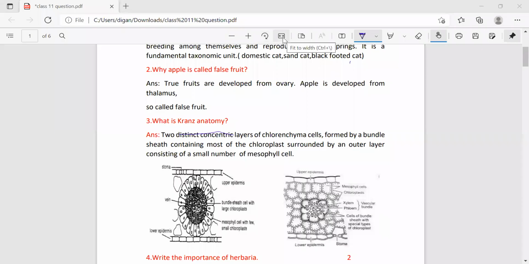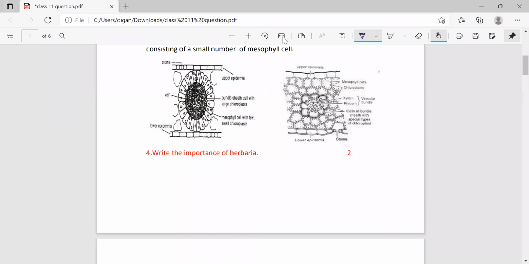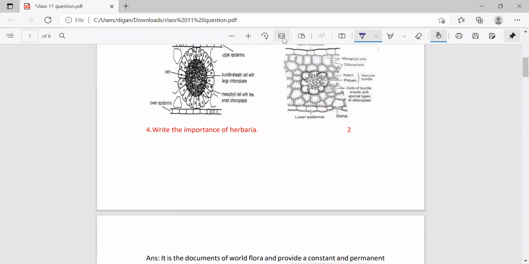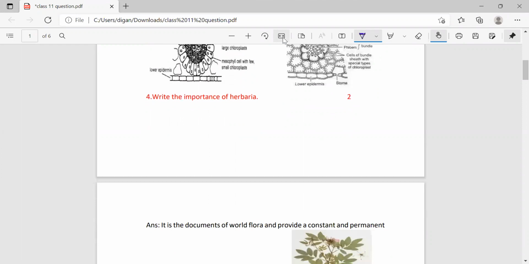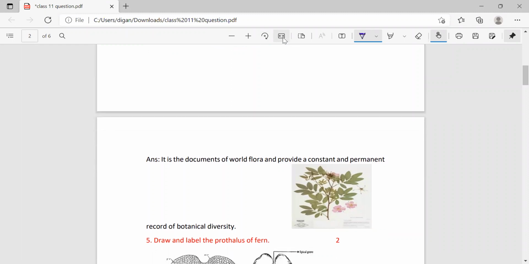Now students, come to the fourth question, that is write the importance of herbaria. It carries 2 marks. This question is given from the first chapter, The Living World, and the page number is 12. It is the document of world flora, and provides a constant and permanent record of botanical diversity. A diagram is also shown here, but in the exam there is no need to draw the diagram.